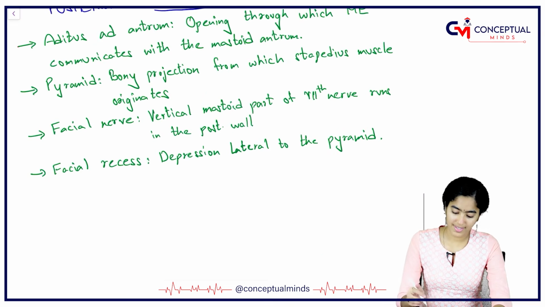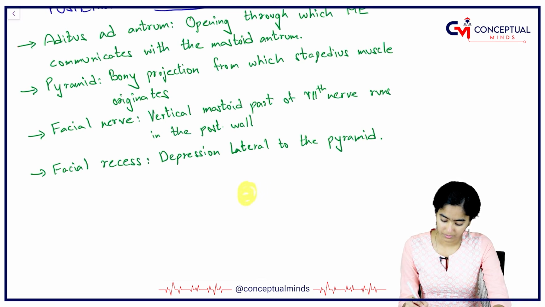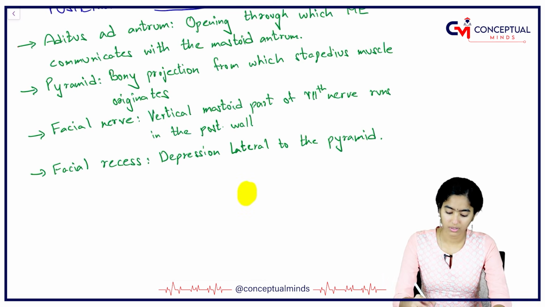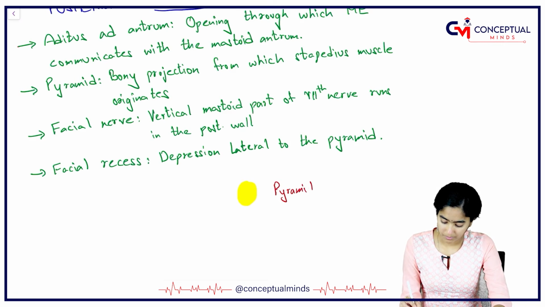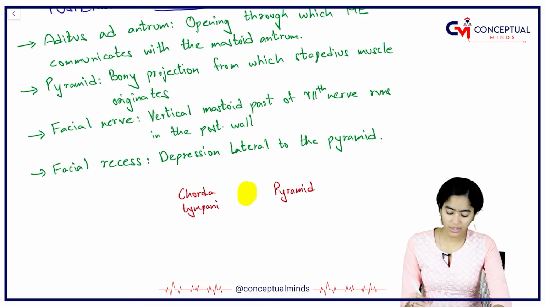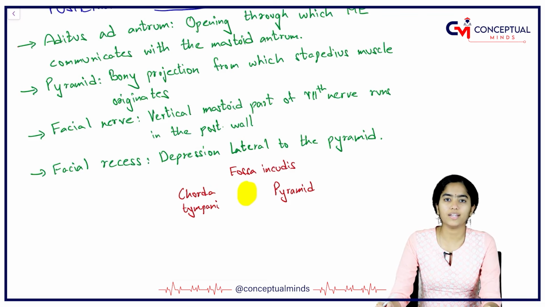Say, if this is the facial recess, lateral to it is the pyramid. Medial to it is the chorda tympani nerve. And superior to it is the fossa incudis. What is fossa incudis? The short process of incus is inserted onto the fossa incudis. It is attached to fossa incudis.